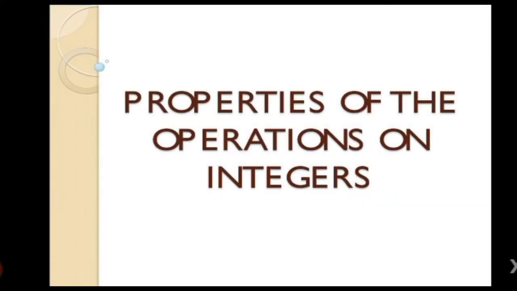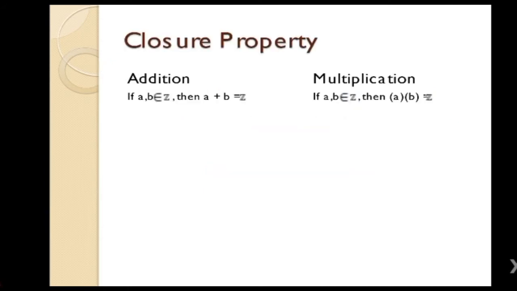This week, we will have the properties of the operations on integers. So, ano nga ba yung mga properties na yon? So, first, we have the closure property. So, applicable lang to kapag addition and multiplication ang given operations. So, sinasabi lang dito na kapag nag-add or nag-multiply ka ng dalawang integer, ang magiging sagot ay integer din.